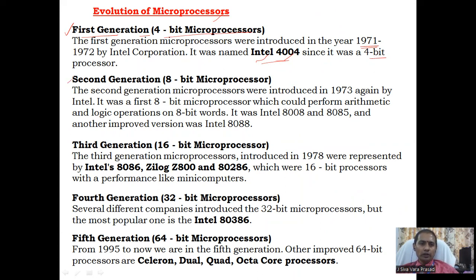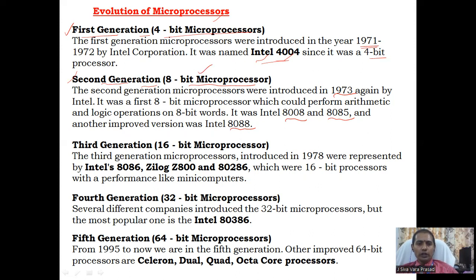Later, the second generation starts, and it's an 8-bit microprocessor. It started in the year 1973. The serial number for this 8-bit is 8008, later the 8085 version and 8088. All these three Intel microprocessors come under the 8-bit microprocessor family. It is the second generation.